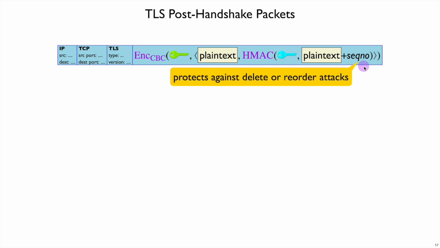Of course, this is running over TCP, and TCP normally takes care of reordered or missing packets for you, but if someone is trying to break into your communication, then they might synthesize wrong TCP packets, and we need to make sure that at the data level here, we are guarding against that. The sequence number takes care of that potential problem.